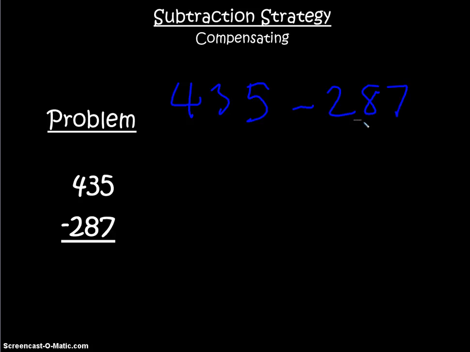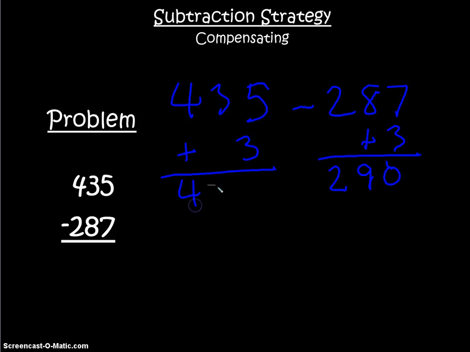I know that if I added 3 to 287, that would get me 290. That's a much easier number to use. So I'm going to change that number to 290. But remember, if I change how many I take away, I have to change how many I start with. If I take away 3 more, then I need to have 3 more to take away. So I'm also going to add 3 to 435 to get 438.